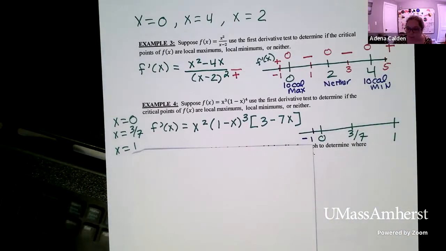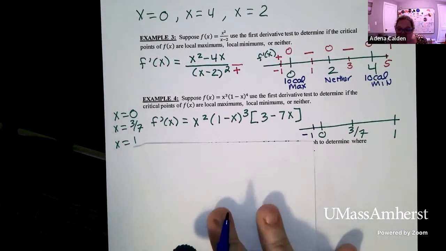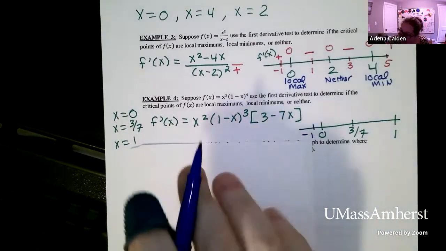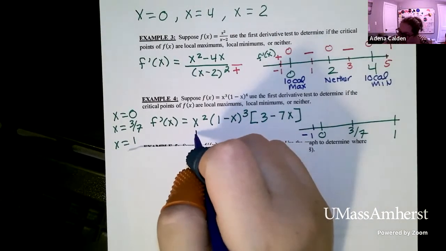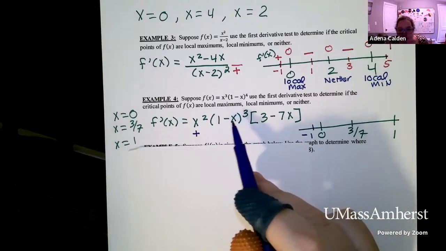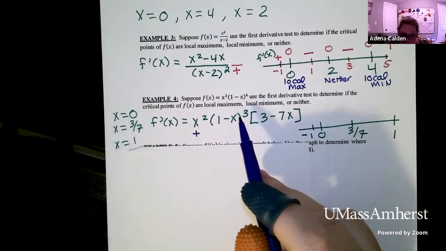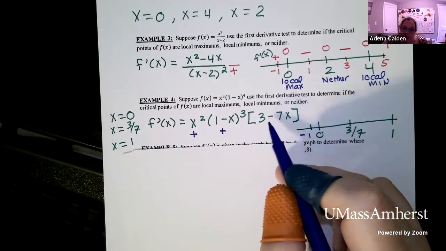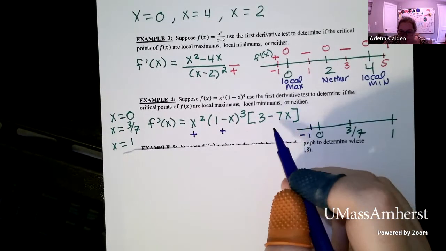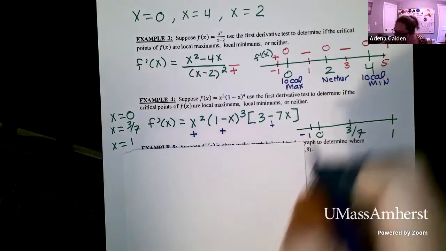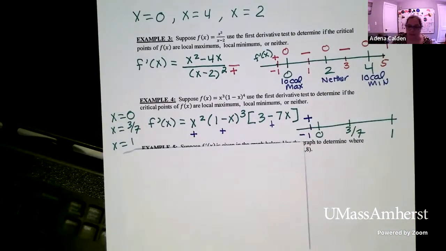So we can pick -1. Again, you can pick any number to the left of 0 since that goes on forever. So -1, if we plug in a -1 into x squared, that's going to be positive. If we plug in a -1 into the second factor, we have 1 minus -1. So minus and the negative are going to cancel, and that'll be positive 2 cubed. So that's going to be positive. And then a -1 here will make this term positive. We end up with 3 plus 7. So that's positive as well. So positive times positive times positive gives me something positive.